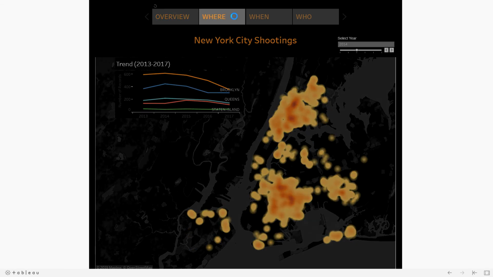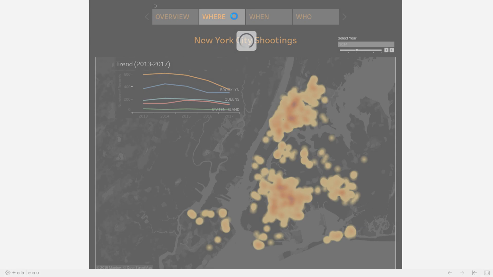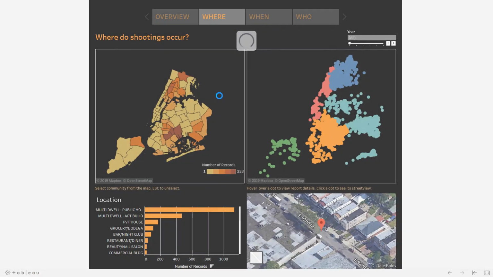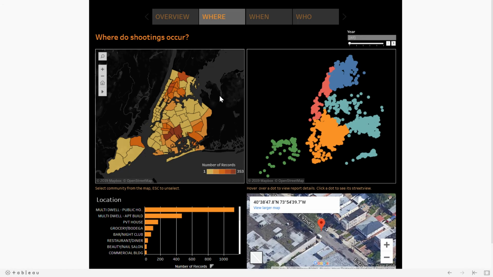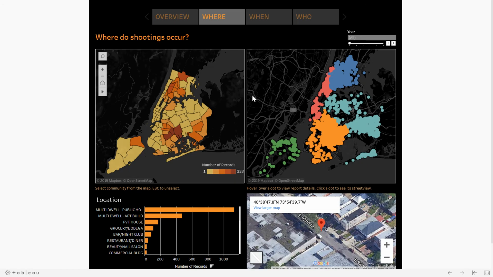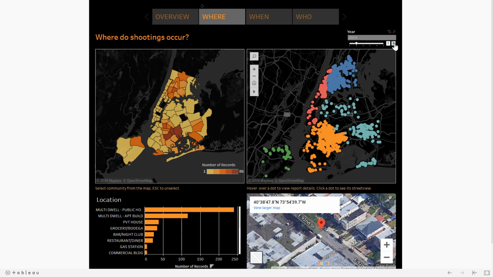The next dashboard is about where. Where do shootings occur? On the left hand is a choropleth map. On the right hand is a dot map. We can check the year to see whether the spatial pattern has changed. Now we go back to the all data.